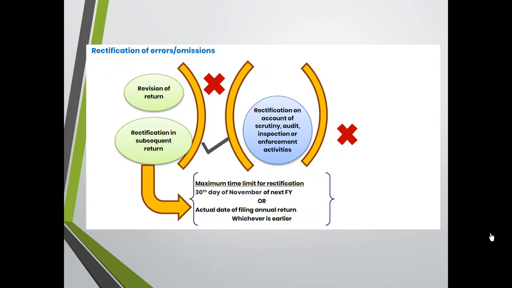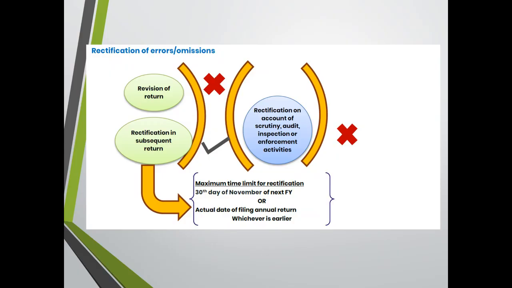So now, my dear friends, kindly type these 3 points. Revision of return, rectification or revision of return not possible. Rectification in subsequent period can be done. That too, that month's figure plus or minus the actual figure you would be required to do.